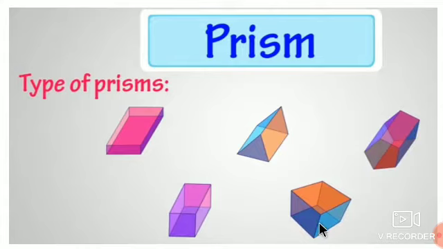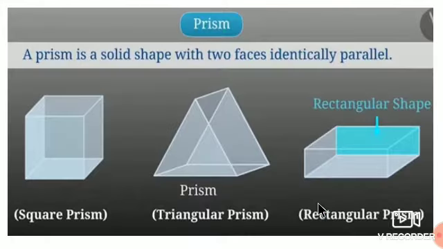Like the pyramid, the name of the prism also depends upon the shape of its base. Here the base shape is a rectangle, so it is called a rectangular prism. Here this base shape is triangular, so it is a triangular prism, and this base shape is a pentagon, so pentagonal prism, and this base is of square shape, so square prism. Let's see one by one.